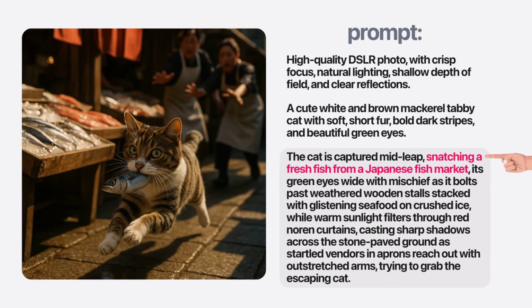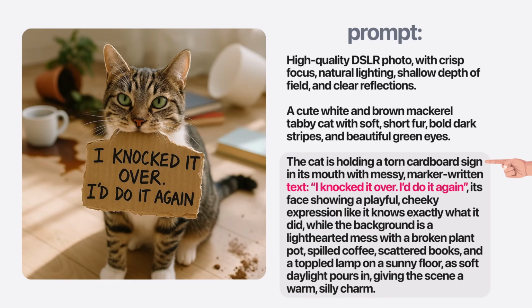Here's another one. The cat is captured mid-leap, snatching a fresh fish from a Japanese fish market. So we are describing what's happening in the image, what the subject is doing, and where the image is taking place, what is the location. And you can also add text to your image. So look, now we say the cat is holding a torn cardboard sign in its mouth with messy marker written text saying, "I knocked it over, I'll do it again."